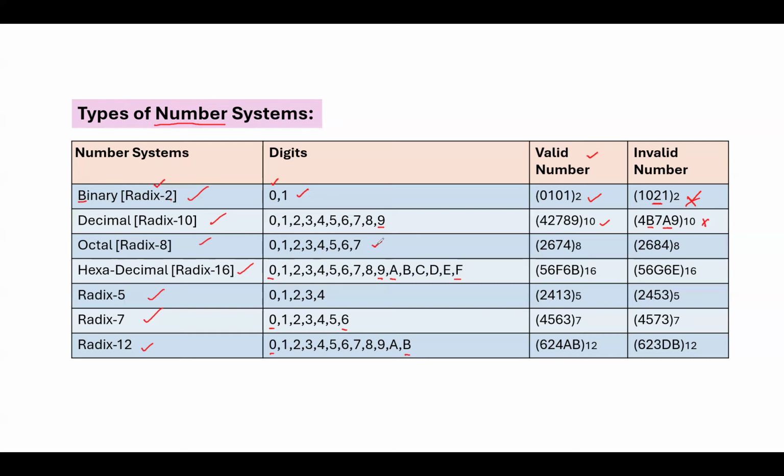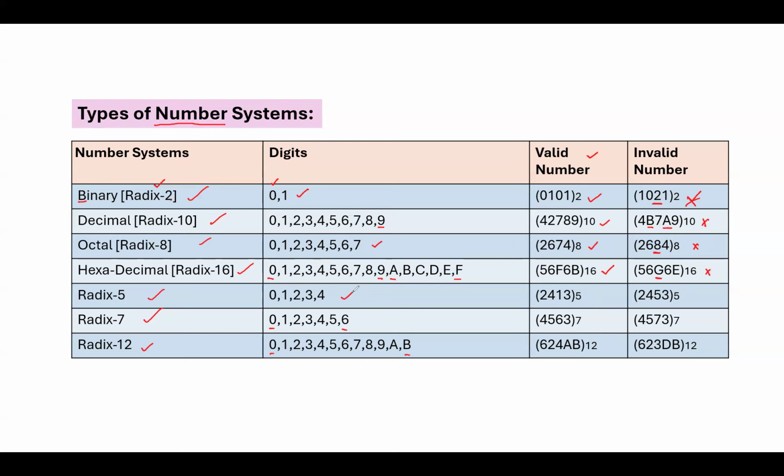Similarly, for the octal number system, each digit in the number should lie between 0 to 7 only. So here 2674, this is a valid number. Here it is 2684. 8 is not an octal digit. That's why it is an invalid number representation. In the same way, hexadecimal means 0 to 9, A to F. Therefore, this is a valid representation. Whereas here, G is not a hexadecimal digit. That's why it is an invalid representation.